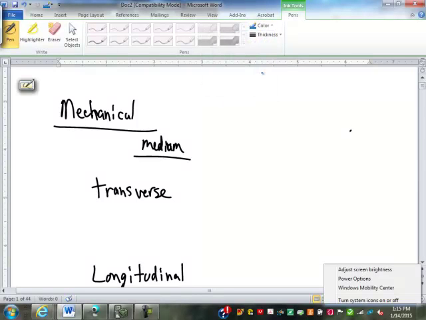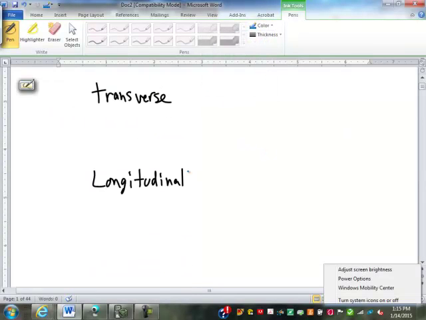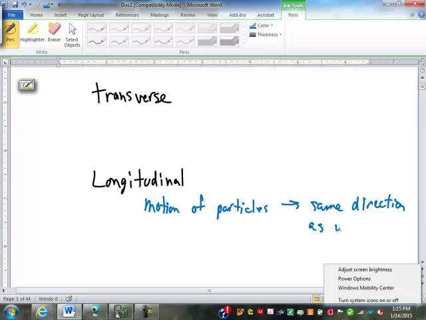Longitudinal means the disturbance or the motion of particles is the same direction as the motion of the wave. Now remember, the wave is a disturbance. It's not necessarily the motion of the particles itself. It's the motion of that disturbance moving through the medium.